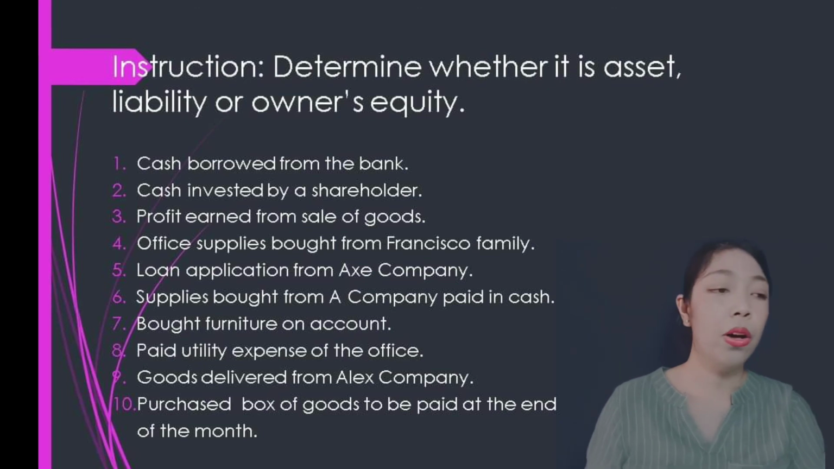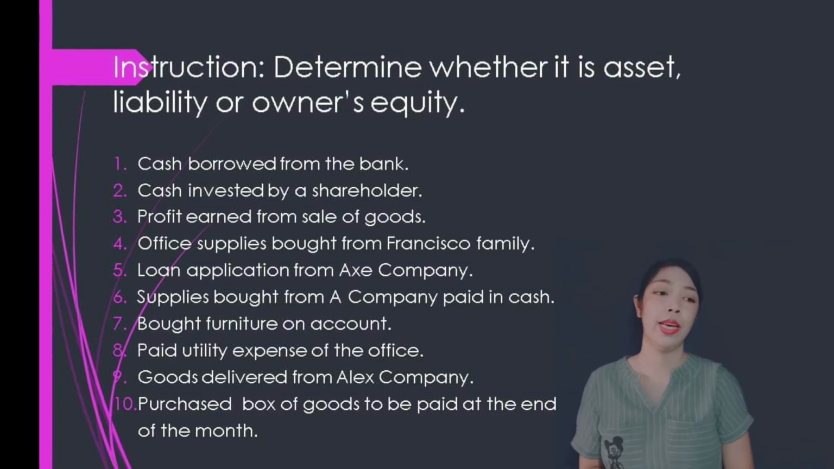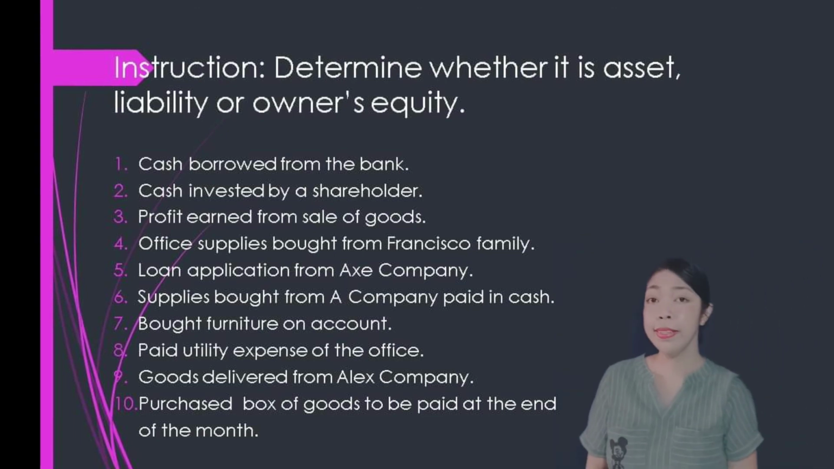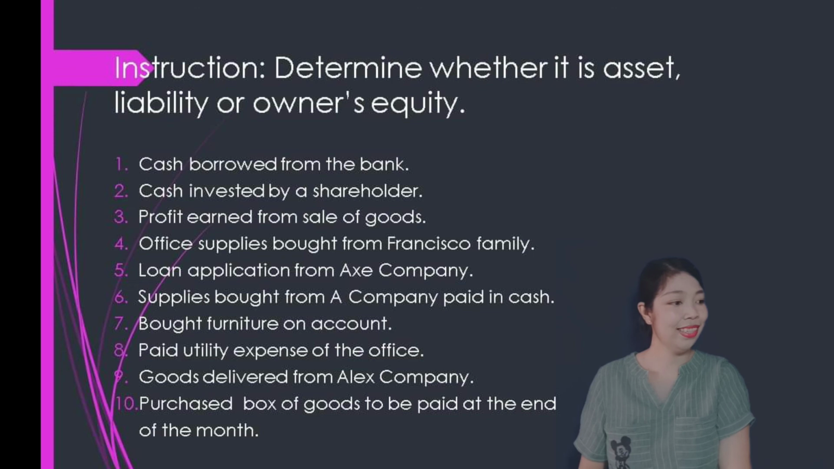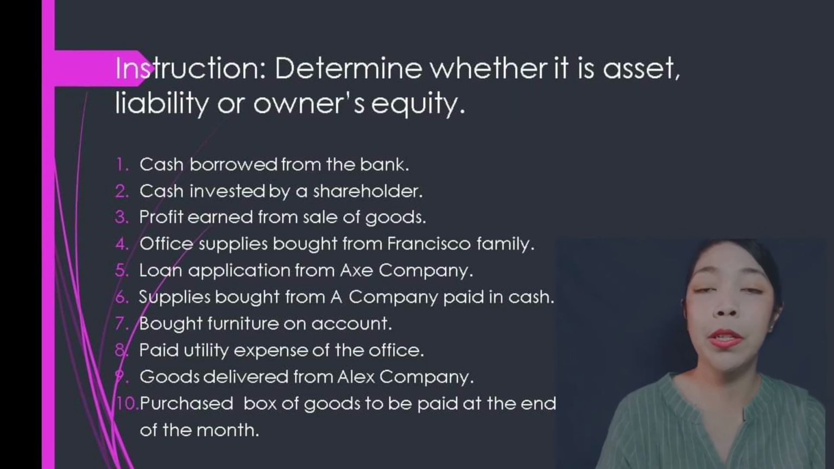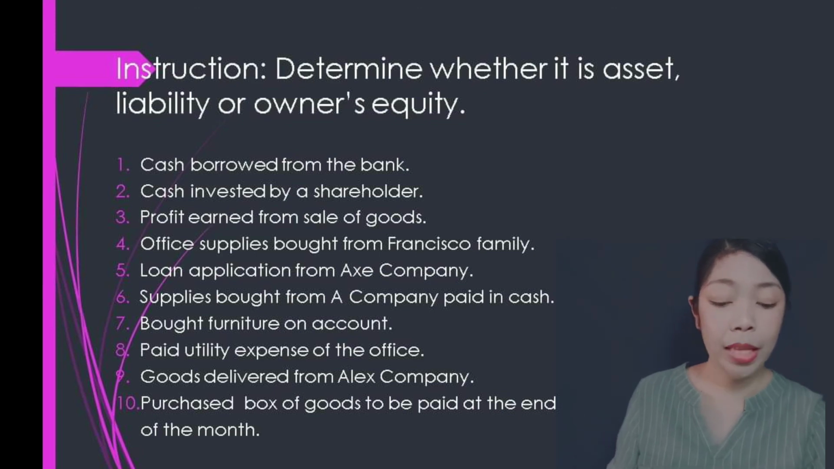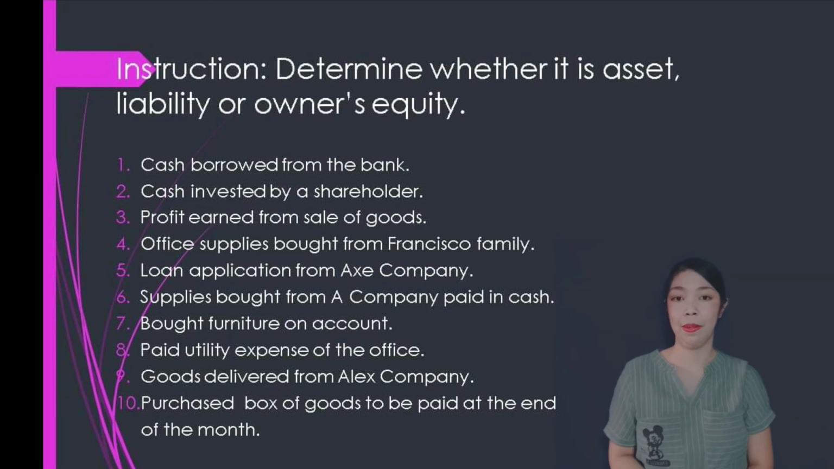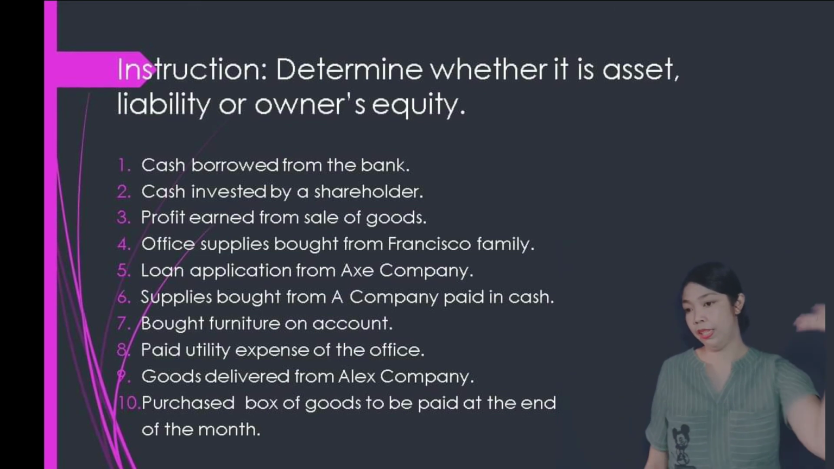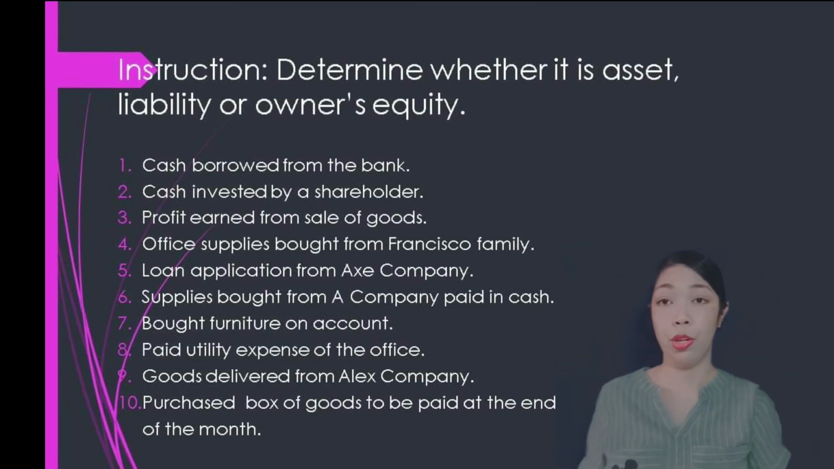Number 7, bought furniture on account. Bought furniture on account. Yes, please, John. Is it an asset? Yes, Jalai. It is a liability because of the word on account. Always remember that on account means that it is a payable. Very good. Number 8, paid utility expenses of the office. Paid utility expenses of the office. Expenses. Yes, please, Eugene. Okay, very good. Equity. It is a decrease in equity.